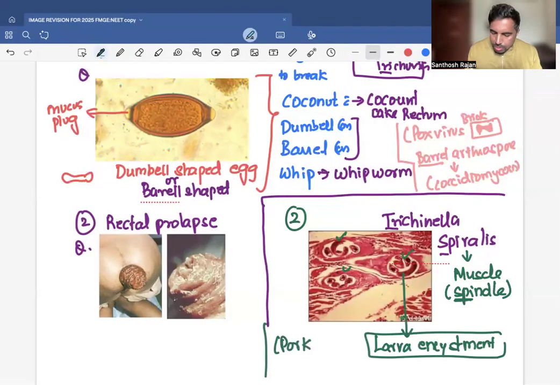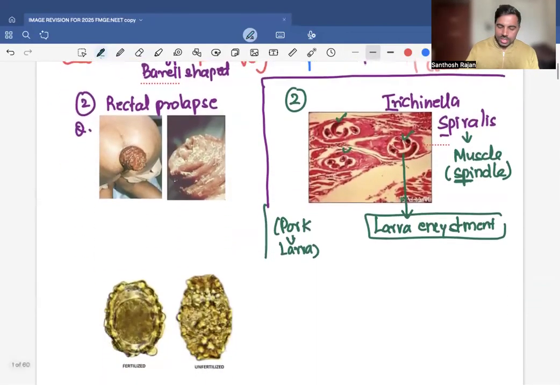This is because of eating the pork larva. You're eating the pork. Inside the pork you have the larva of Trichinella spiralis. So you can get this picture. Okay, very simple and easy, so no mistakes here in these two topics. Okay, yes. Now let's go to the next one.